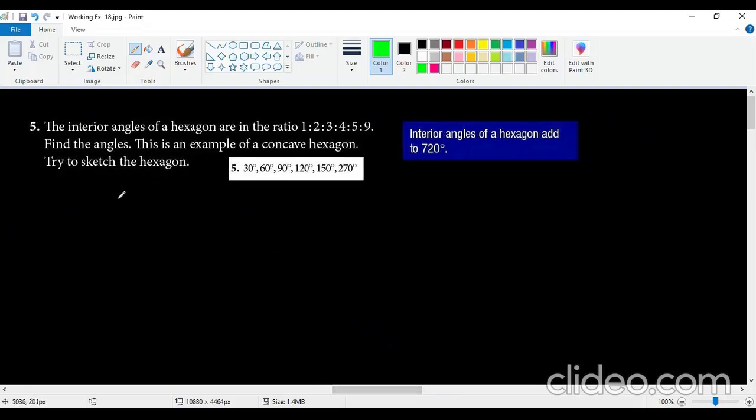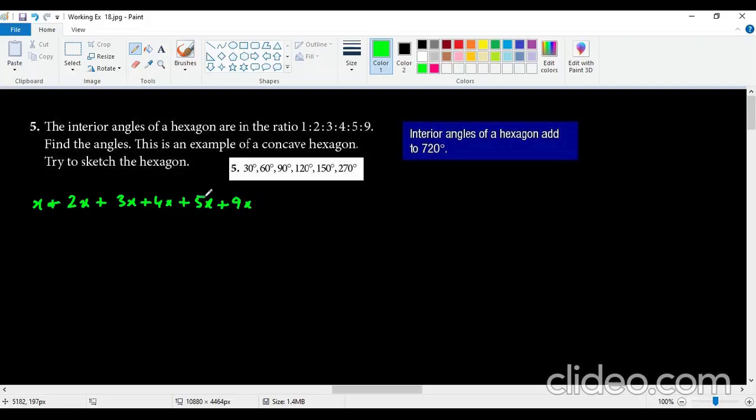Here it says the interior angles of the hexagon are in the ratio of 1, 2, 3, 4, 5, and 9. So the condition is something like this: x plus 2x plus 3x plus 4x plus 5x plus 9x.